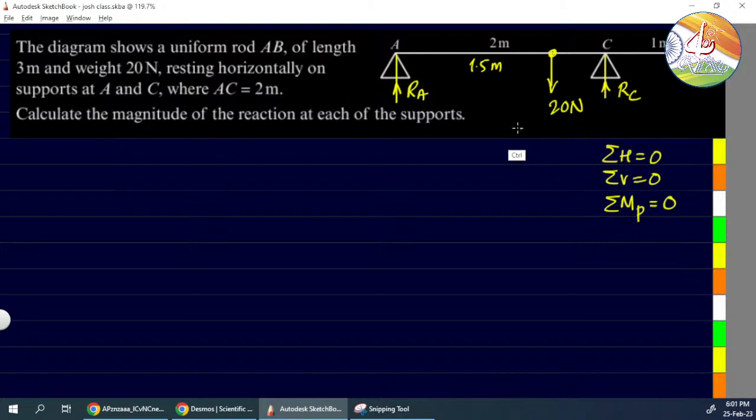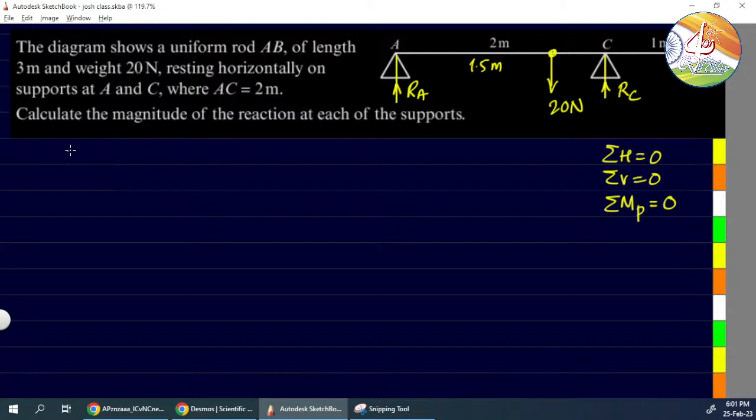This point can be any point. This point can be A, this point can be C, this point or that point. The point can also be away, it need not be on the diagram, it can be some other point also. About this point also, if you take the sum of all the moments, it should be 0 because the object is in equilibrium. So now using these formulae, we have to find the reactions RA and RC.